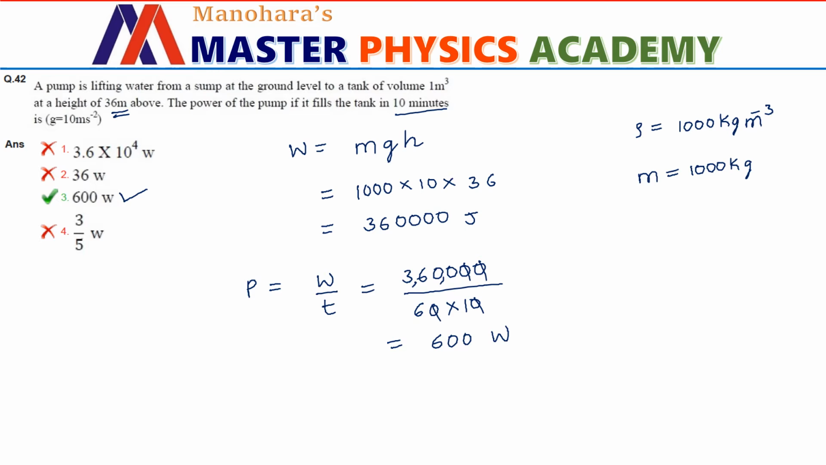Option 3 is the correct choice, but what I find here is they have mentioned a small letter w, which should be a capital letter W, which is the symbol for watt. That's the mistake, I think. Let us move on to the next question, question number 43.